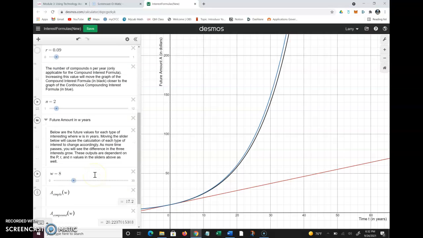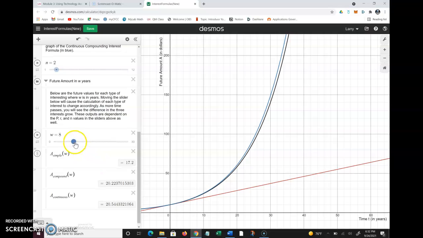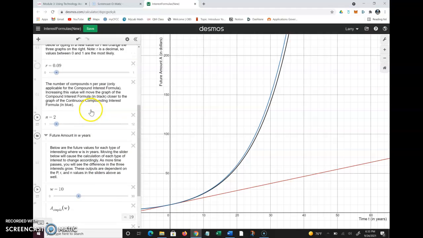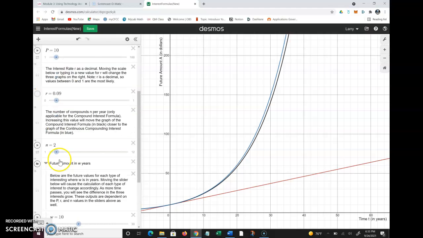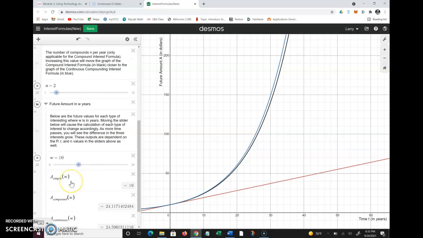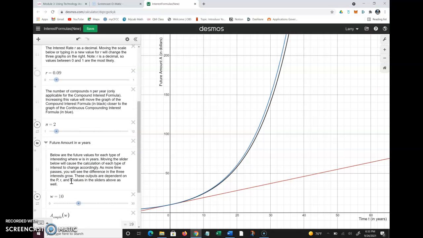Time is typically T, but I created a new variable here, W, just because of the way Desmos is set up, because I wanted to be able to manipulate it with a slider. So you'll notice as I move W, my curves stop moving. They don't move like they did for P, R, and N. The reason is that these values of P, R, and N are already taken into account, and when I take all 3 of those into account, what I have left is time. So I still have a variable, which means my output is a graph.